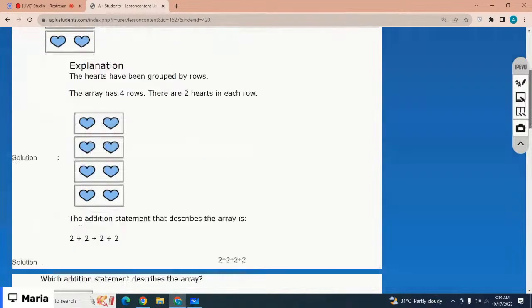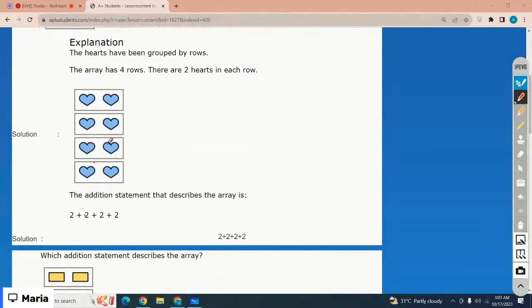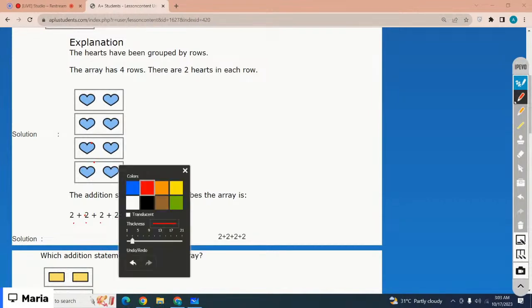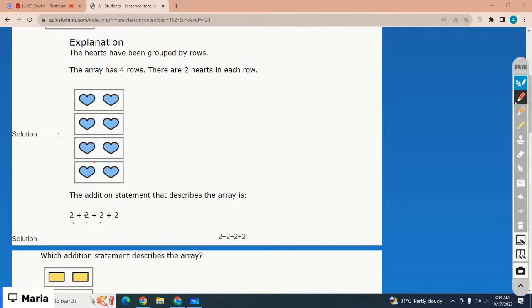You have to add 2 plus 2 plus 2 plus 2. That is repeated addition. You're going to add again and again. Repeated means something you have to do again and again. That is repeated addition. Got it? You have to add 2 four times. Got it?